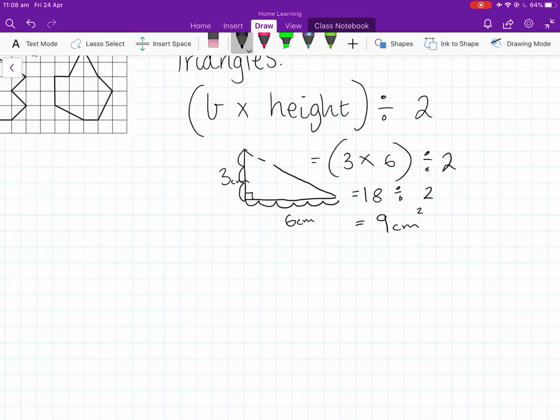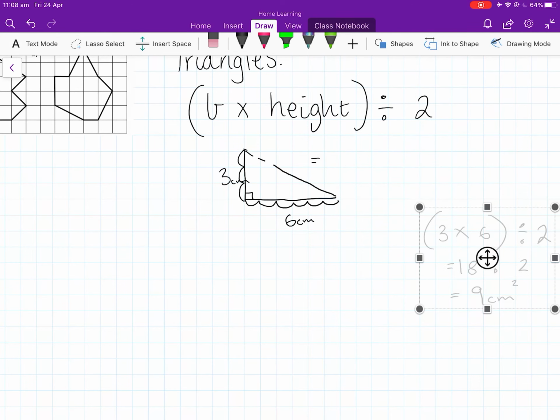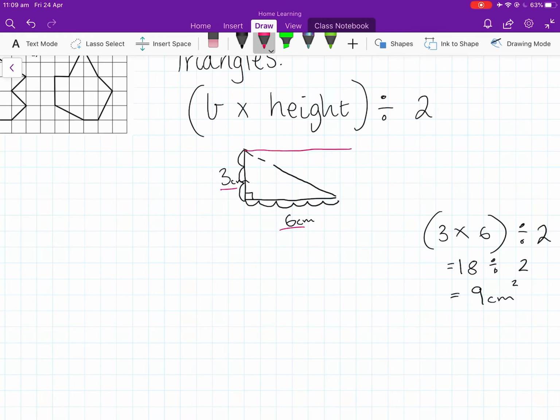Now I need to do centimeters squared. Obviously, this is called centimeters. This is also called centimeters. I'm just going to show you something really quickly before I move on. The reason we times them both by themselves and then divide by 2 is that a triangle is actually half of a rectangle or a square most of the time. That's why we always divide by 2.